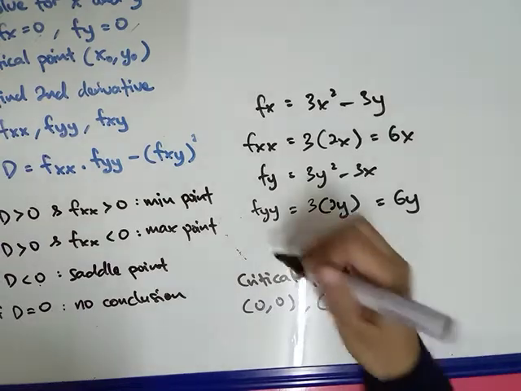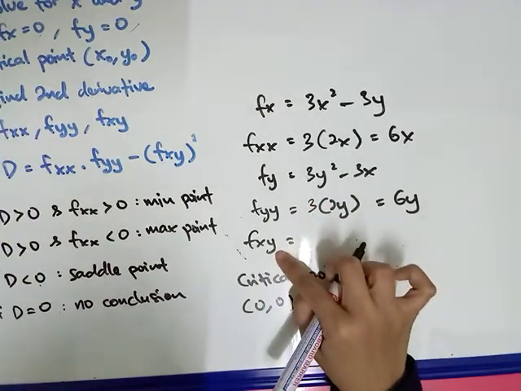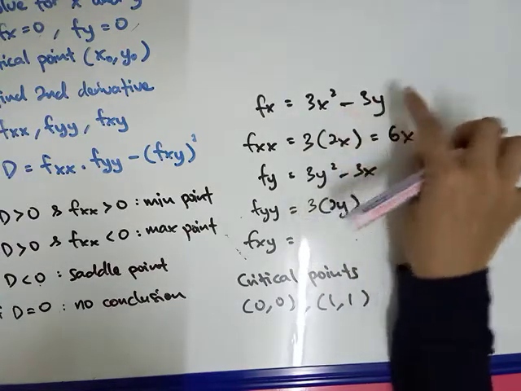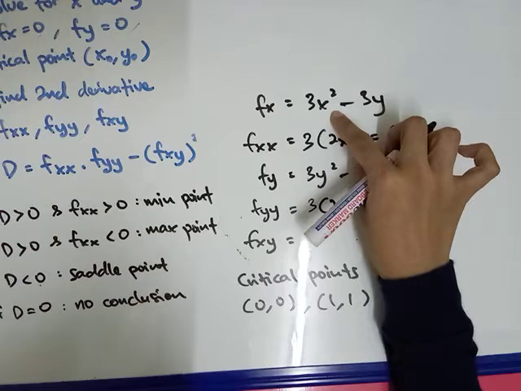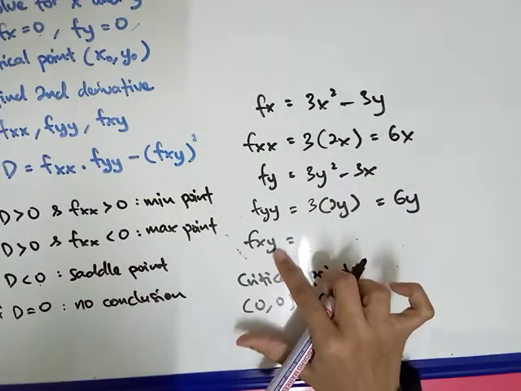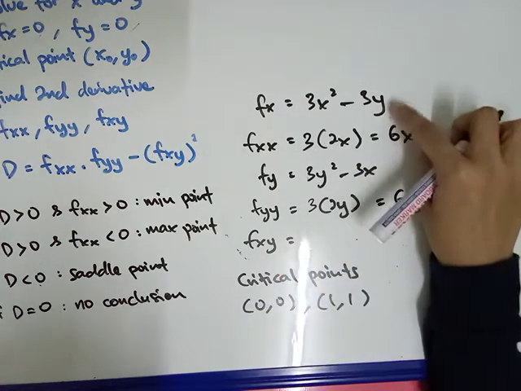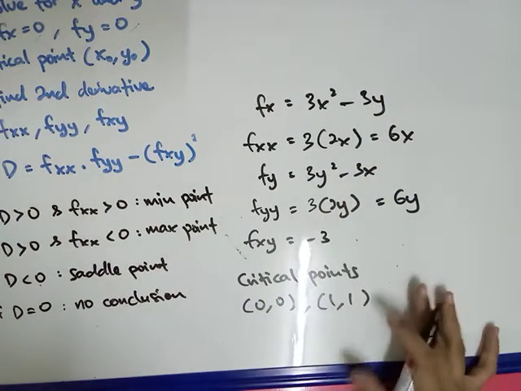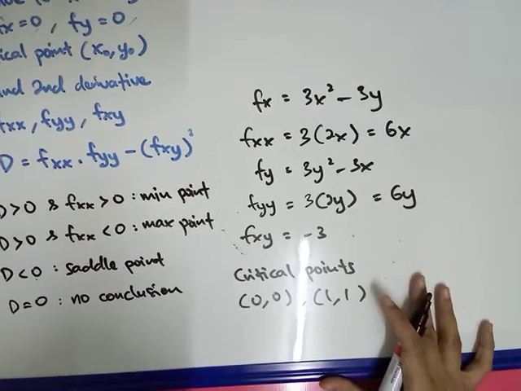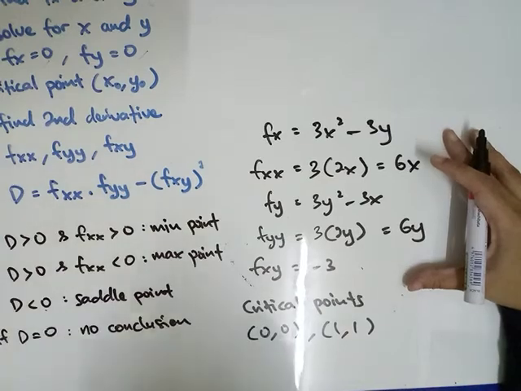Okay, and then last one, fxy, second derivative with respect to y from fx. From fx here, 3x square is constant. Why? Because we need to differentiate with respect to y. So differentiate constant we get 0. Differentiate negative 3y, we get negative 3. Alright? Okay, so this is second derivatives, step 3. And then step 4.